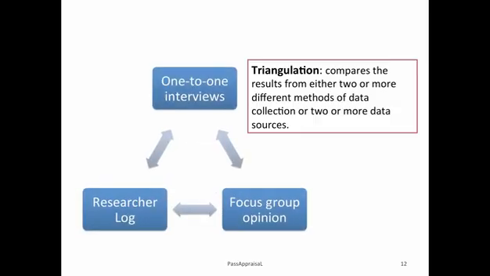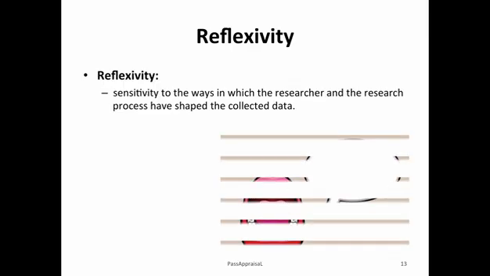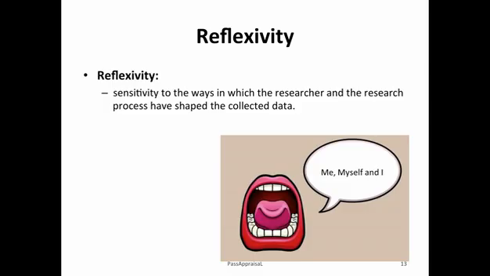In this example, triangulation is achieved by checking the convergence of categories from a researcher's observation and the transcribed interview data from face-to-face interviews and focus group opinion. If the categories emerging from each of these individual methods of collecting data are the same, then we can say there is a good degree of triangulation in the qualitative study. Reflexivity refers to the sensitivity of conclusions to the ways in which the researcher and the research process have shaped the data. A reflexive account must be provided in the research report, with the researcher considering how the theory that emerged from the research could have been influenced by the stance, attitudes, and values of the researcher.